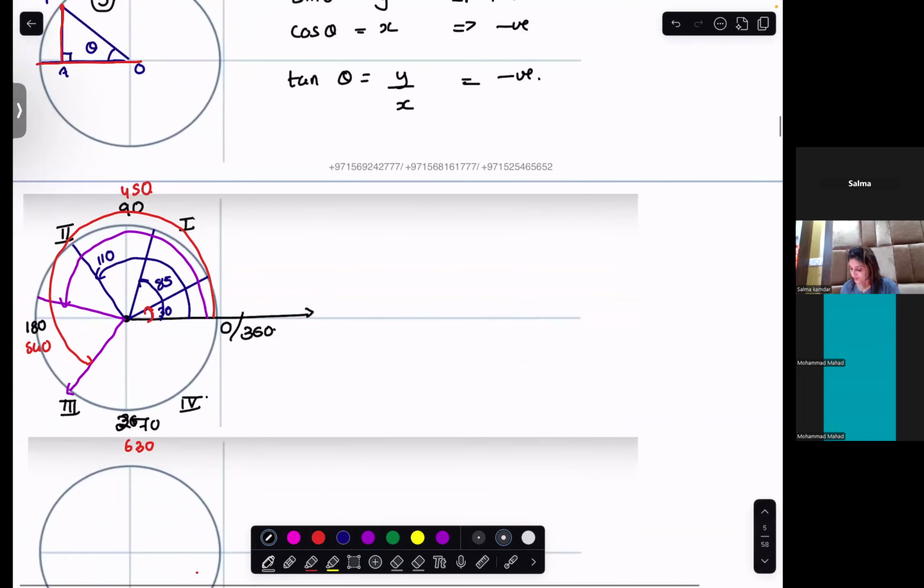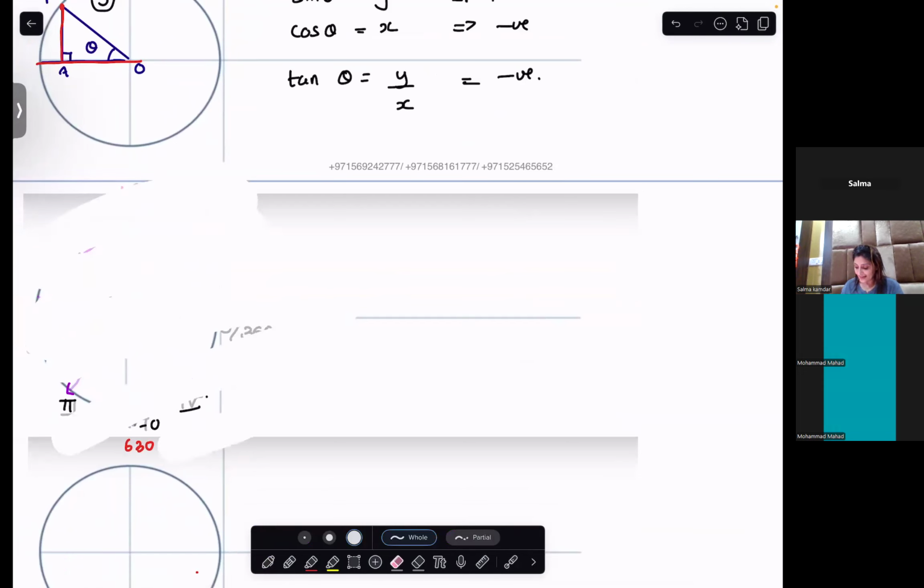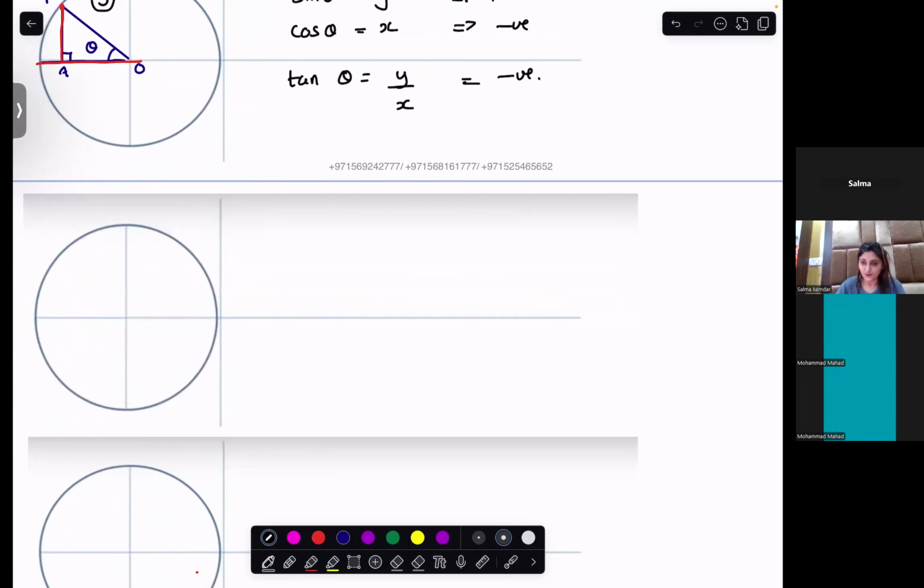Can you draw examples of the third and fourth quadrant and tell me what will be positive and what will be negative? I'll pause the video and I'll wait for you. Is that fine?